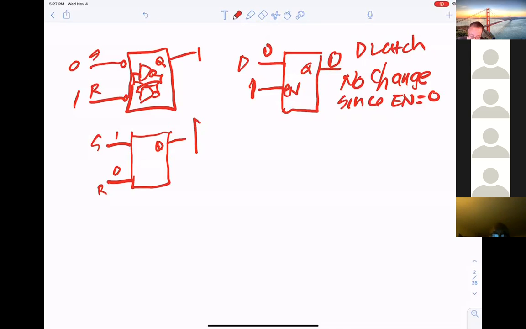For the D, Q equals to D, no formula, nothing. D0, Q0, D1, Q1. However, Q equals D only when enable must be 1. Okay, so that's basically what I really want you to know and to do it quickly.